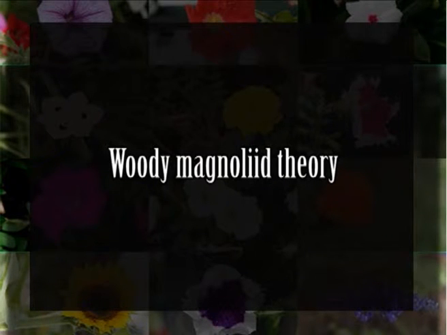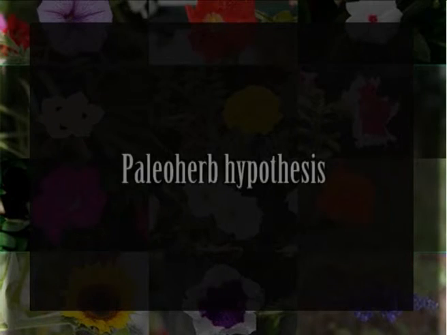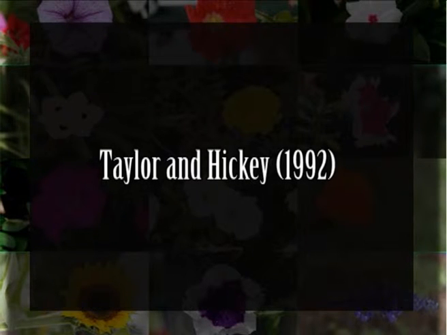Another theory is the woody magnoliid theory. Several theories propose that modern flowering plants evolved from magnolia-like species having strobiloid flowers with many whorled parts, not unlike Bennettitales. Another theory is the Paleoherb theory or Paleoherb hypothesis. According to Taylor and Hickey in 1992, flowering plants evolved from herbaceous forms possessing ovules and pollen bearing organs that combined over time, producing modern flowers.